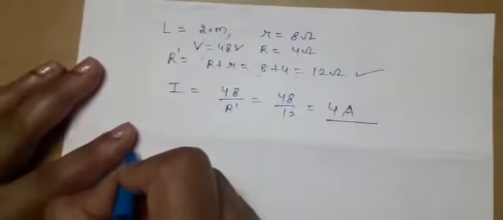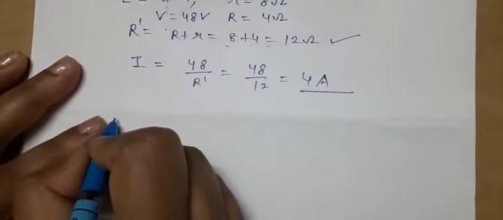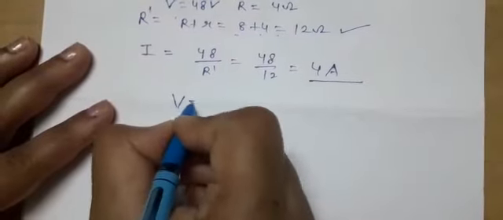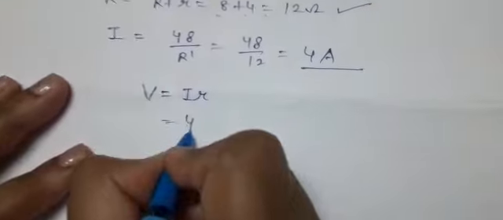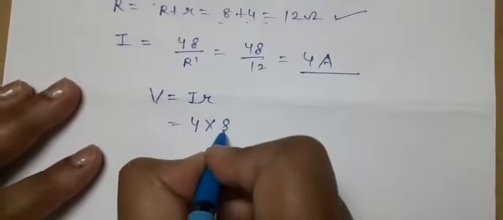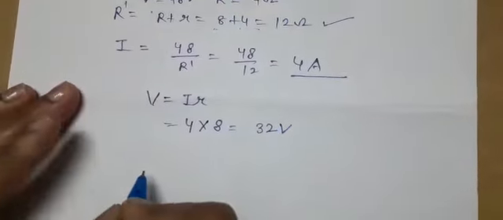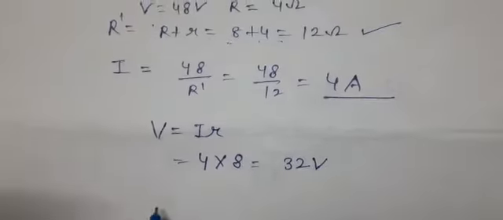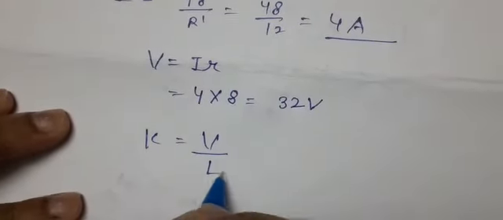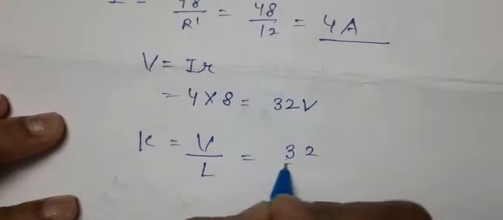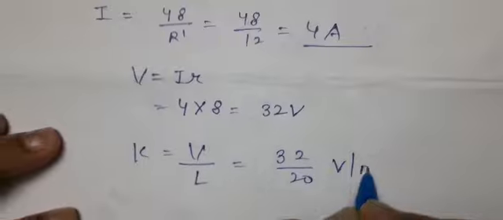So basically in a similar way, first of all we must know the potential gradient. For the potential gradient we must calculate the potential drop across the potentiometer wire. As the current we have calculated, and the resistance of the potentiometer wire is given to be 8, it will be 32 volt. So now potential gradient is the potential drop across the total length of the wire per unit length. Potential drop as we have obtained is 32 volt, per unit length 20, so 32 by 20 volt per meter.